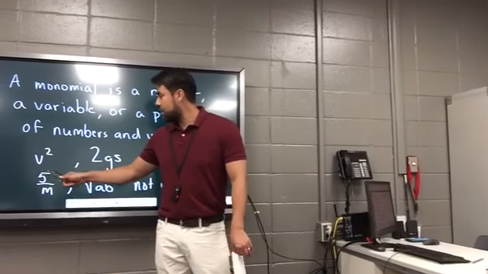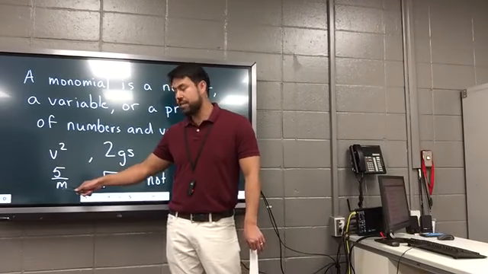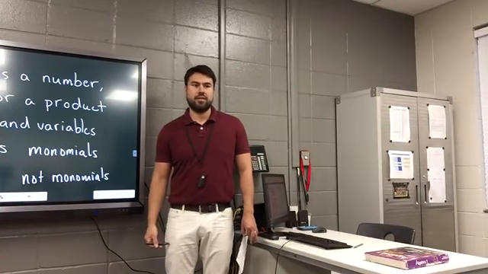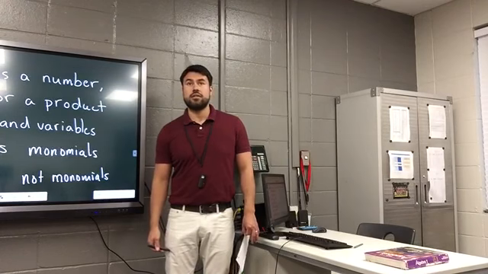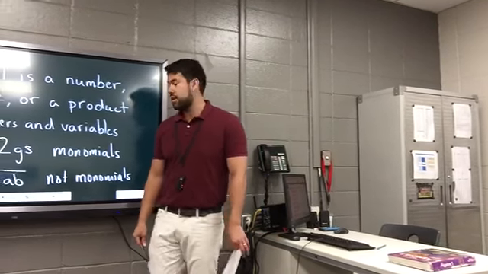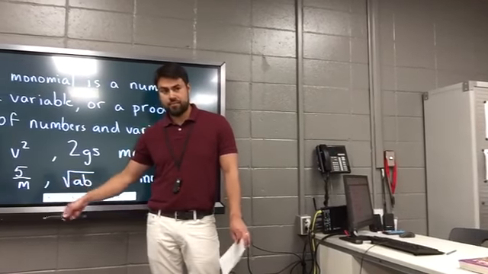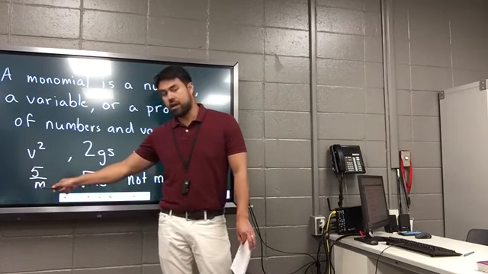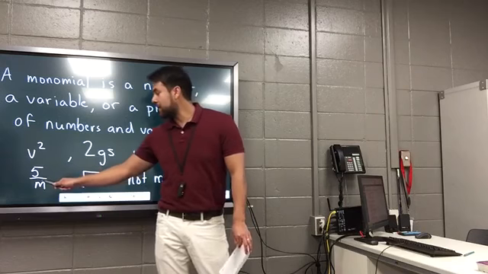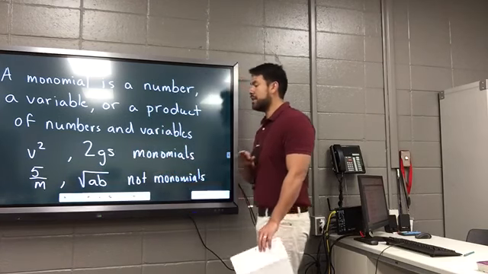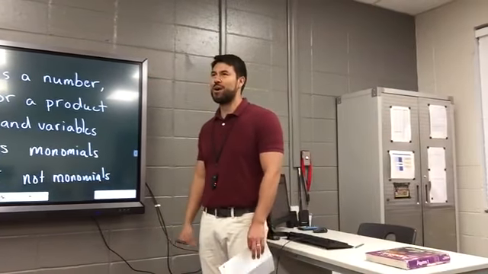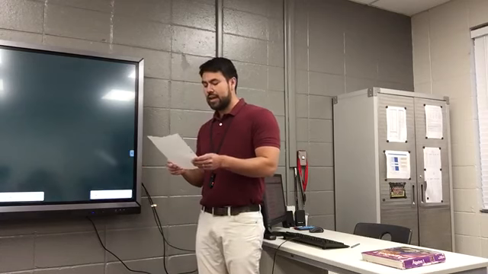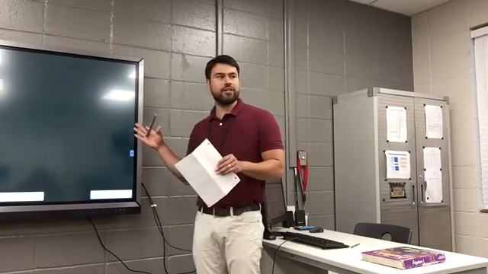If it's m over 5, it's a monomial because the m is in the numerator, and that's okay. What if it was like 5 over m squared, or times 2? So if that m is in that denominator, not a monomial. If any variable is in that denominator, not a monomial. Good questions. This helps us clarify it. How many of you think you're okay with identifying those?